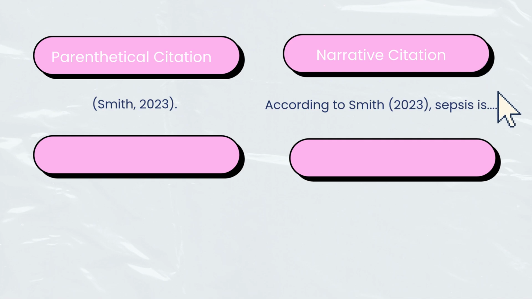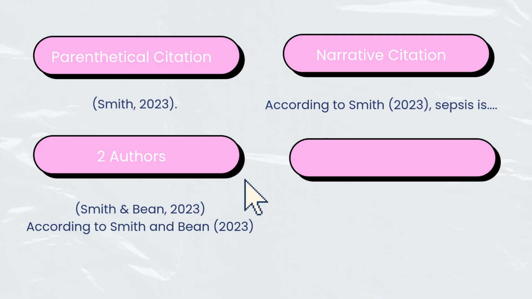And both are correct, and good academic writing usually uses a mixture of both, so every sentence doesn't look exactly the same. And you apply the same rules for parenthetical citations and narrative citations to referencing multiple authors. So with two authors, you write both surnames in the in-text citation. So if you were doing a parenthetical citation, it might be Smith and Bean with an ampersand, comma, 2023. If you were doing a narrative citation for two authors, then it might be according to Smith and Bean, and then 2023 in brackets. And the "and" would be written in full for the narrative citation versus being an ampersand in the brackets for parenthetical.